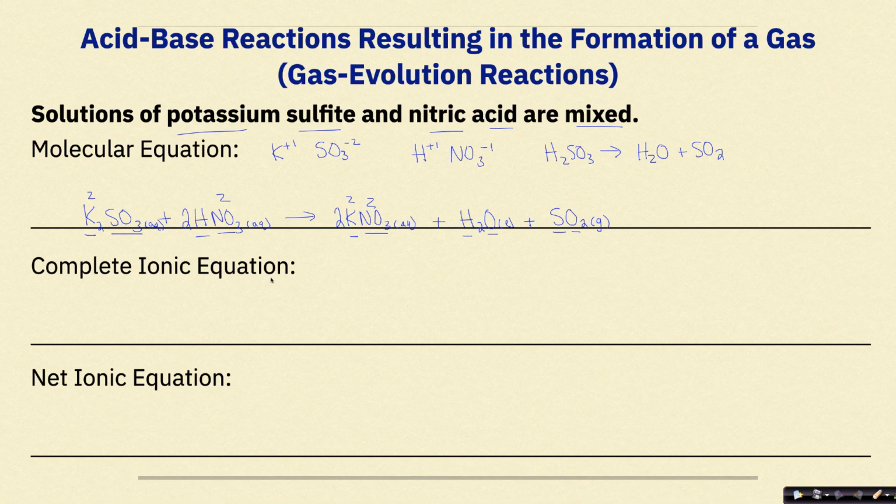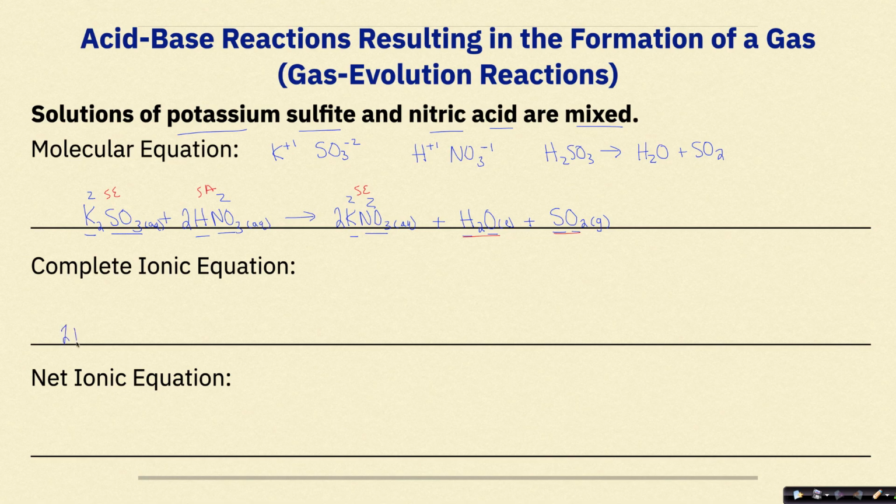The next thing I'm going to do is go through and identify what I'm working with here. So K2SO3 has a group 1 metal in it, so that's a strong electrolyte. HNO3 is a strong acid. KNO3 is a strong electrolyte. Water is just water, not touching that. And SO2 is a gas, molecular compound, not touching that. Now that we've gone through that process, we're going to write our complete ionic equation.